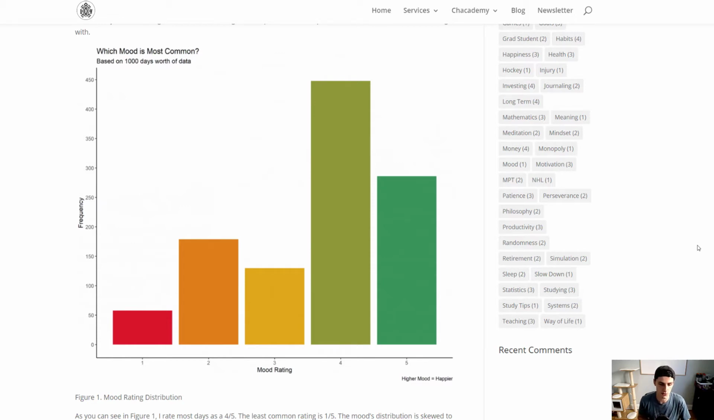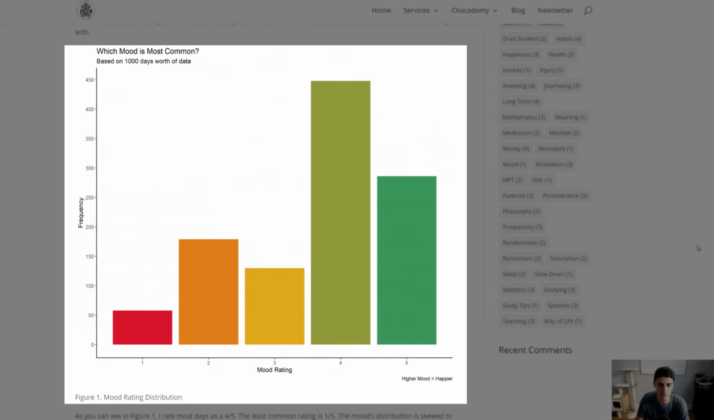So there's 1,000 days' worth of data, but there's also more than 1,000 entries because sometimes there's more than one per day. But basically this is the most common mood distribution. So my mood goes from 1 to 5. You can imagine by the color scheme and the little caption at the bottom. Higher mood is equal to happier. So basically 5 is good moods, 1 is less pleasant moods, and the most common mood is a 4 out of 5. And I think that kind of confirms happiness literature as well. Out of a scale of 1 to 10, I think people rate 7 most often. So here we have a 4 out of 5 as the most common one.